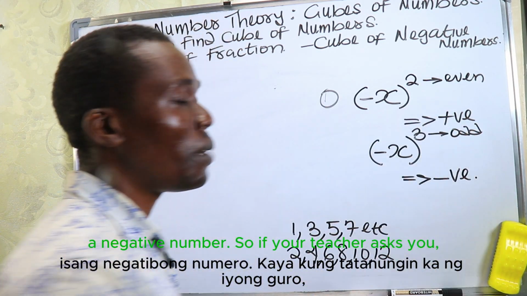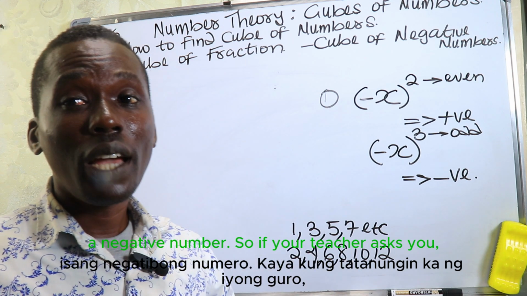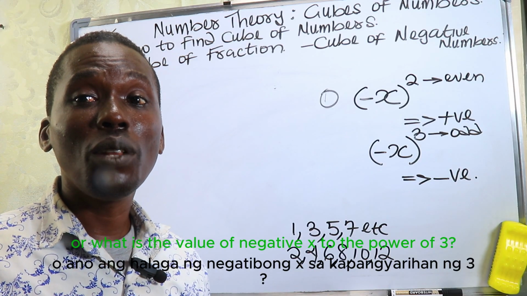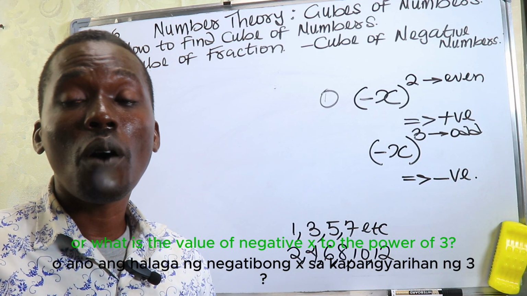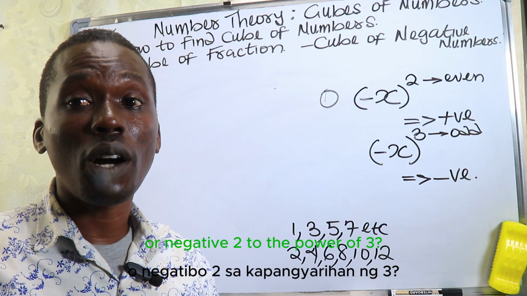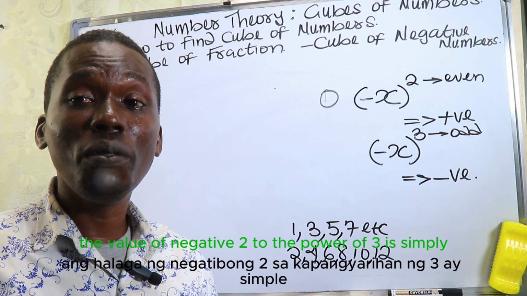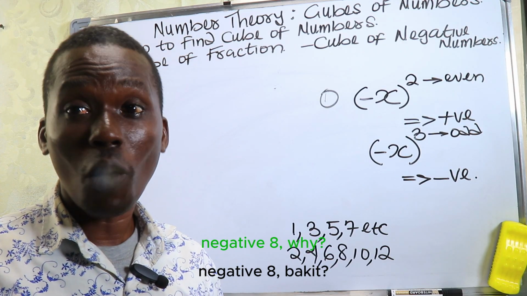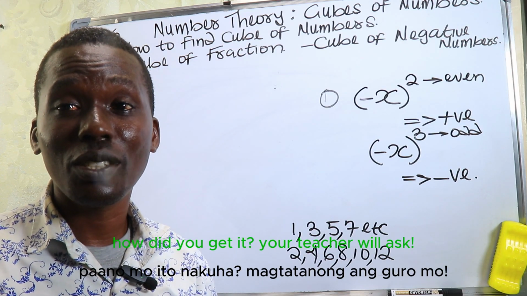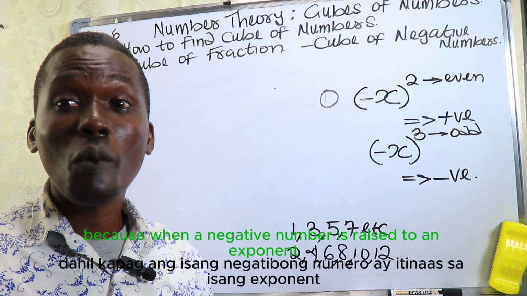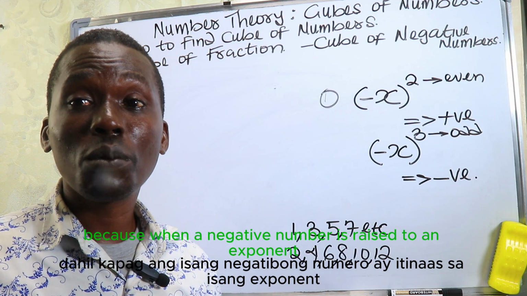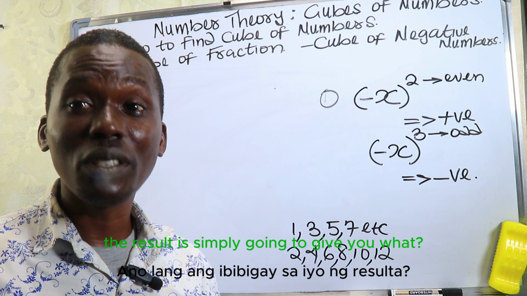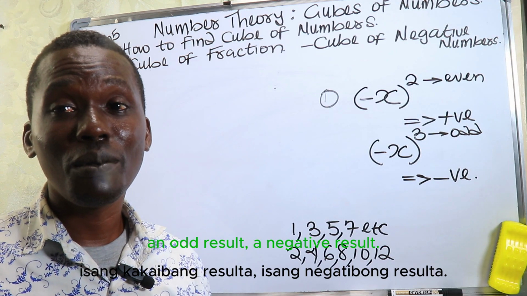So if the exponent is 3, the result you get will definitely be a negative number. So if your teacher asks you, hey James, tell us what is the value of negative x to the power of 3 or negative 2 to the power of 3, just tell your teacher the value of negative 2 to the power of 3 is simply negative 8. Why? How, James? How did you get it? Your teacher will ask. Because when a negative number is raised to an exponent value that is odd, what happens? The result is simply going to give you a negative result.